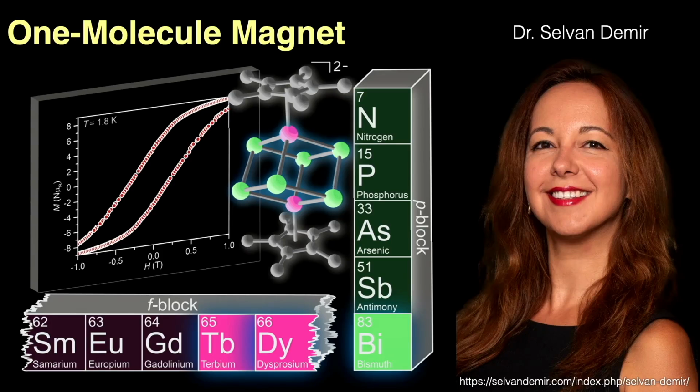Chemist Selvin Demir and her team at Michigan State University created a molecular magnet with dysprosium. The ball and stick model you see here is that molecule. The two magenta balls are terbium or dysprosium atoms. The green balls are bismuth atoms. The gray caps above and below the magnetic cube are rings of carbon atoms with hydrogen atoms attached. This configuration forms a one-molecule magnet that one day may allow higher capacity data storage and quantum computing. Right now, the molecule is only magnetic near absolute zero.